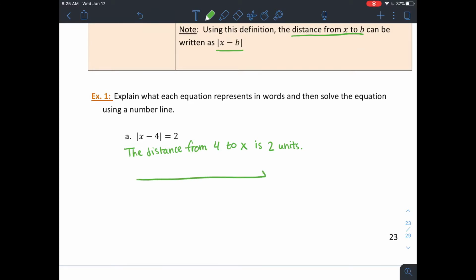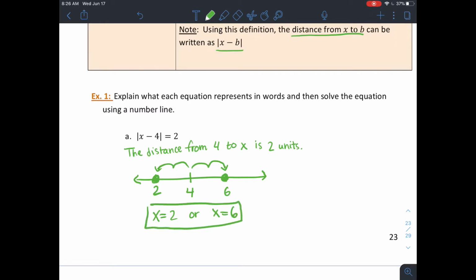You could draw a number line and go, okay, well I know that the distance between 4 and my mystery number x is 2 units. So if I go 2 units bigger, because direction doesn't matter, or 2 units smaller, then those two numbers are 2 units away from 4. So x could equal 2 or x could equal 6.